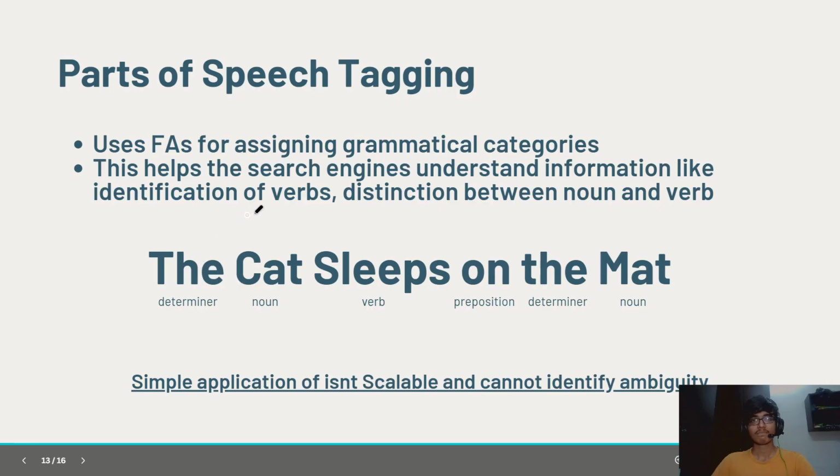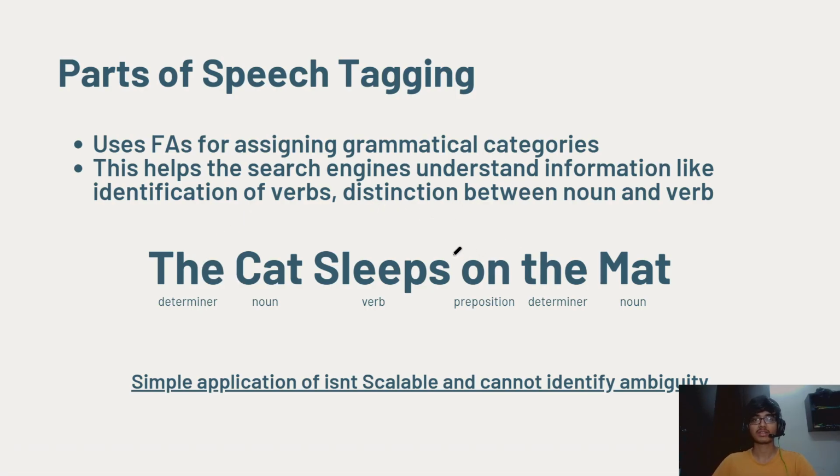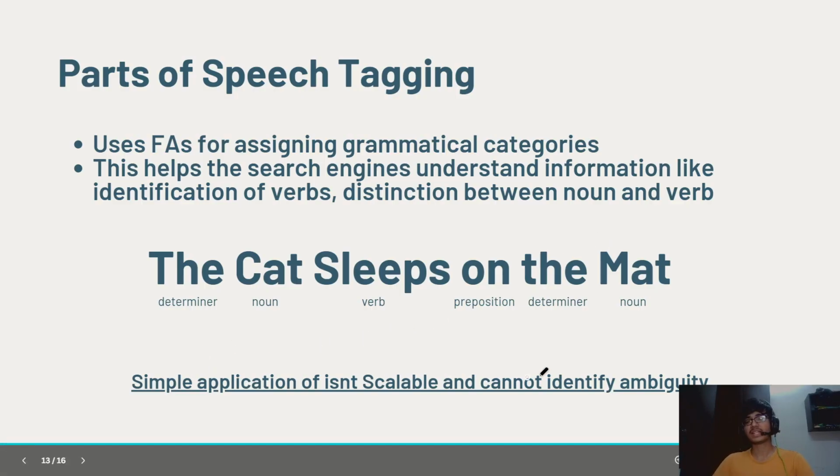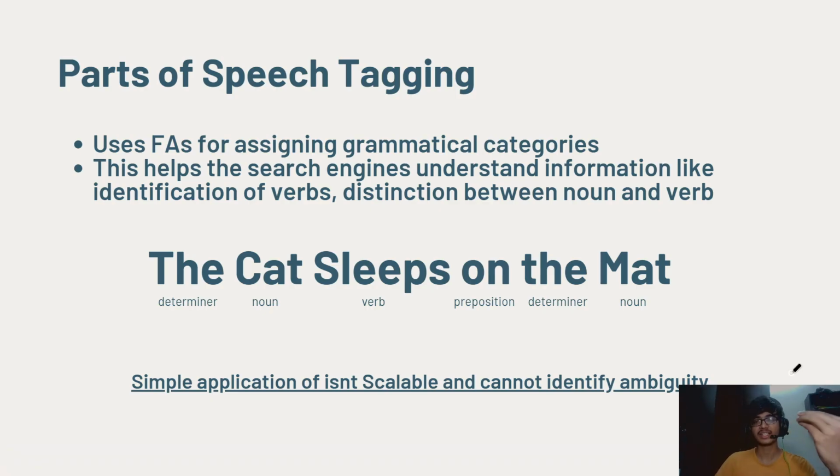So moving on to the next one. It's parts of speech tagging, one of the really important topics in natural language processing. We use FAs here, finite automatas, to assign grammatical categories to the words of the sentences. Suppose the example here, the cat sleeps on the mat. We assign its grammatical category like determiner, noun, verb, preposition, adverb, adjective, and so on. The simple application isn't scalable because we have to give the dictionary and we have to give what the parts of speech are for each word in the dictionary.